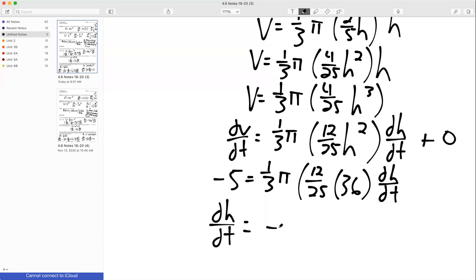And someone help me out. What do we get for dH/dt? Negative 0.276, and the height is measured in feet, I believe. And the time is measured in minutes. And that makes sense in the context of the problem because the height is decreasing as the water drains out.